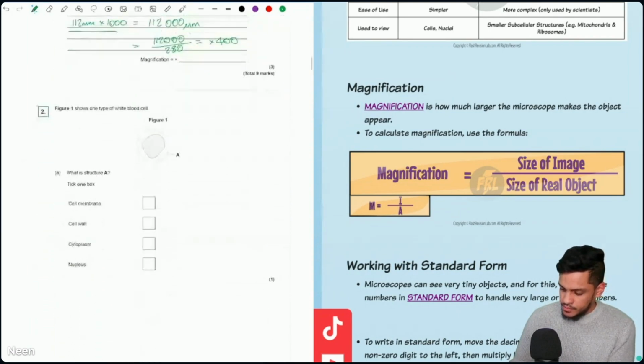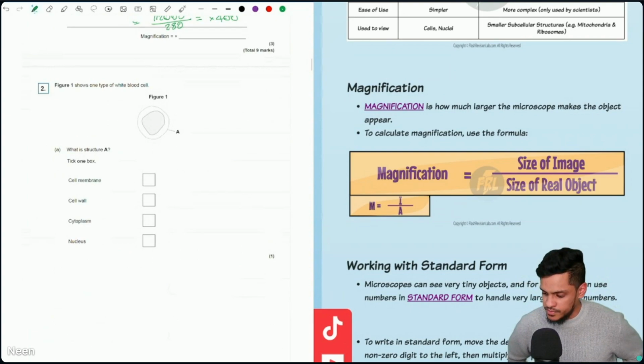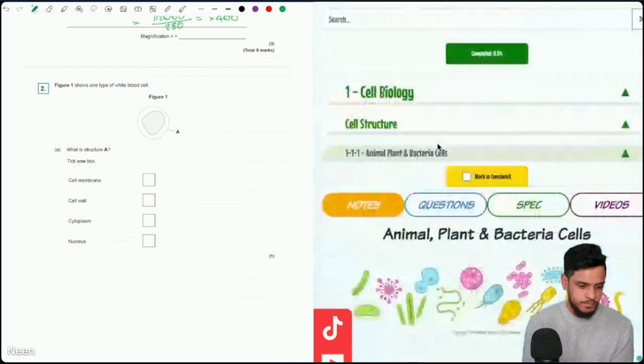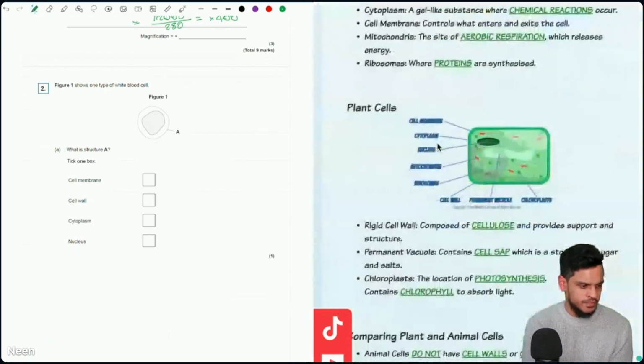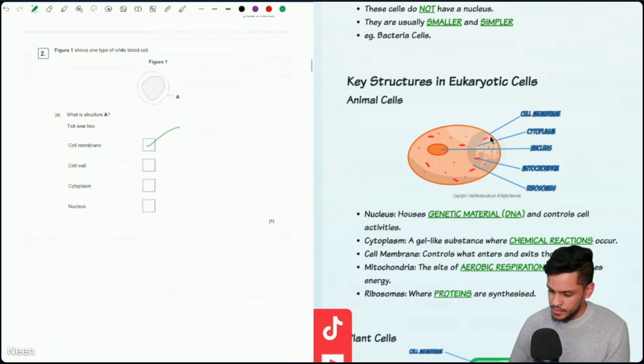On to the next one. So these papers, generally the questions at the start of these papers are going to be quicker. And then the ones at the end are usually the longer questions. Figure 1 shows one type of white blood cells. What's structure A? Hopefully that's straightforward. You can just use this diagram here. You can see the outside bit is the cell membrane. Answer cell membrane for that one.